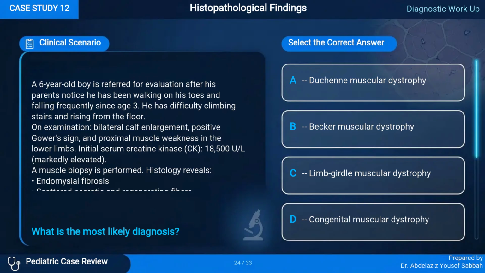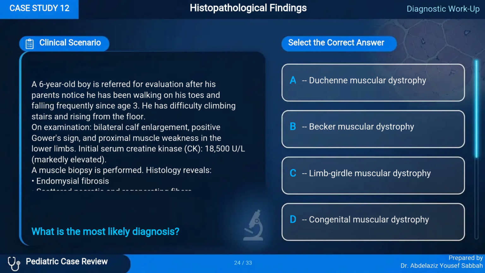Case Study 12. A 6-year-old boy is referred for evaluation after his parents notice he has been walking on his toes and falling frequently since age 3. He has difficulty climbing stairs and rising from the floor. On examination, bilateral calf enlargement, positive Gowers sign, and proximal muscle weakness in the lower limbs. Initial serum creatine kinase, 18,500 units per liter, markedly elevated.